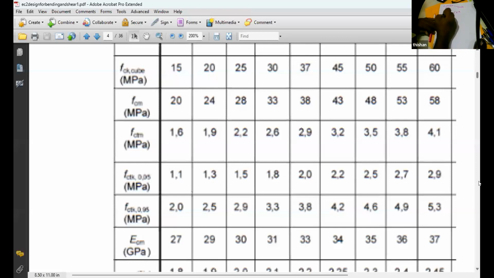So let's start with C30. Sorry, 30 megapascal cube strength concrete. So I told you in concrete we get cement, sand, aggregate, water, and wet density.